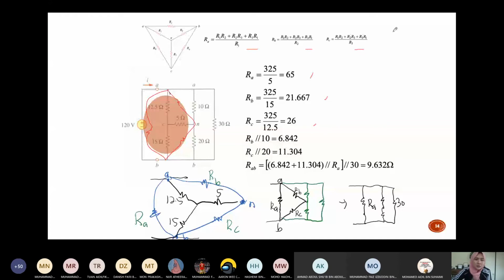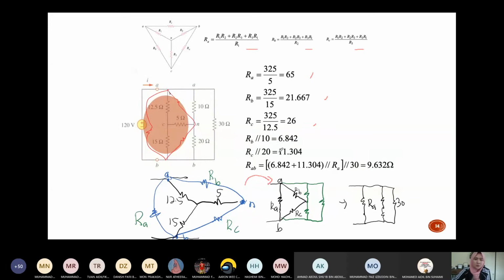Okay, so from this circuit, this is the same circuit. I just redrew it so that you can see clearly that this is the one. Now I convert it to a delta network. So now I have RA, RB and also RC. From this circuit, I redraw it using a delta network.